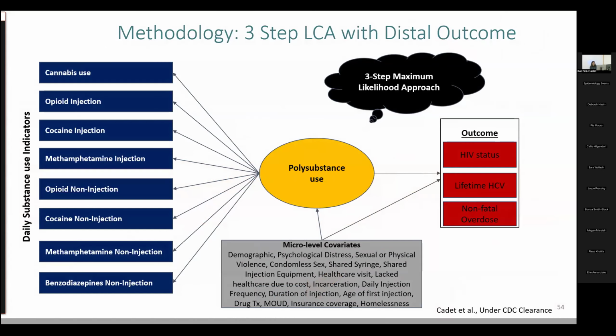For this study, I ran a 3-step maximum likelihood approach latent class analysis, where I included 8 different substance use indicators that were divided by injection and non-injection route of administration. So I included cannabis, opioid, cocaine, and methamphetamine injection, as well as opioid, cocaine, methamphetamine non-injection, as well as benzodiazepine non-injection. And then we looked at the distal outcomes of HIV status, lifetime HCV, as well as non-fatal overdose while controlling for these micro-level covariates.